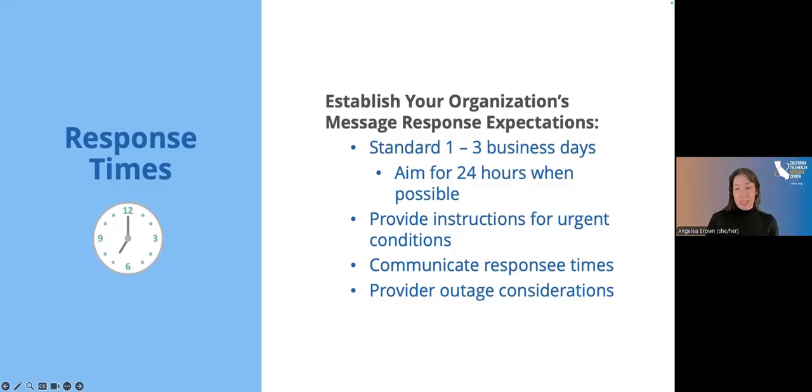A standard response time for patient messages is anywhere between 1 to 3 business days, with 48 hours being a good goal. That said, 24-hour response times are ideal when possible. But of course, response times are heavily influenced by staff capacity, volume of messages, and time sensitivity. And so make sure that your portal contains messaging that urgent or emergent conditions are not intended to be addressed through the portal. And for this, patients should go to urgent care or use the ER for emergencies.